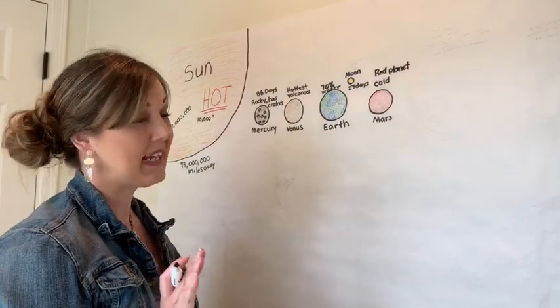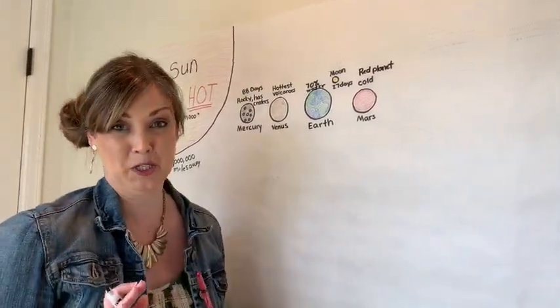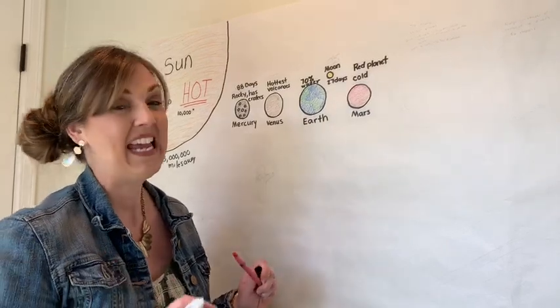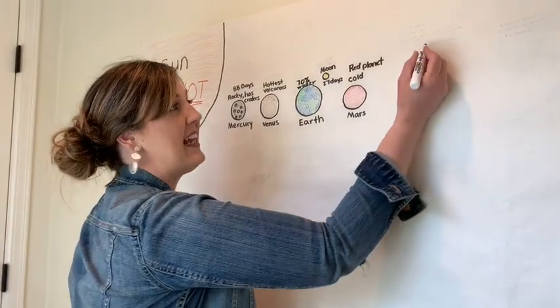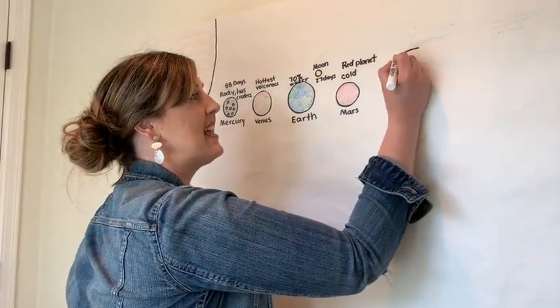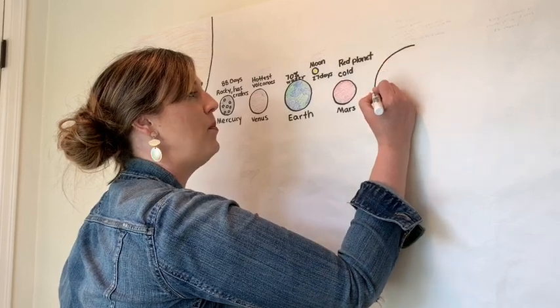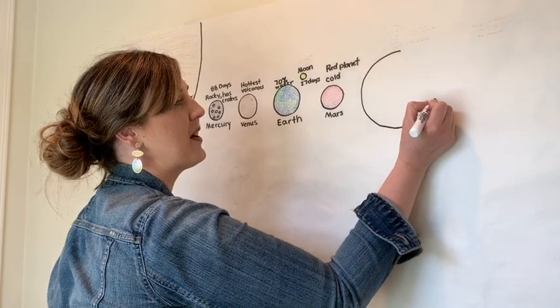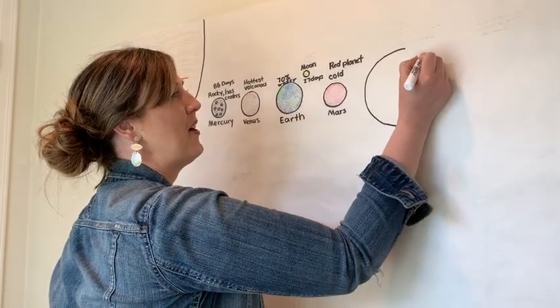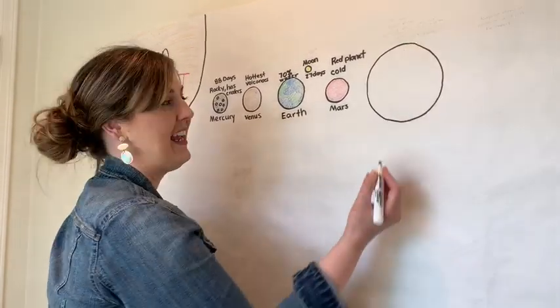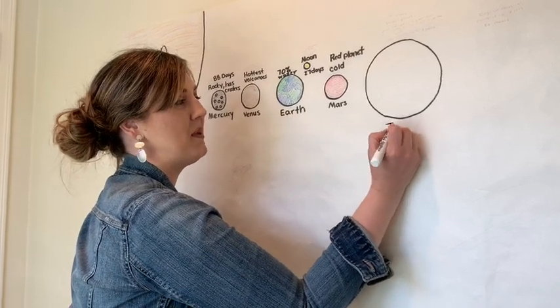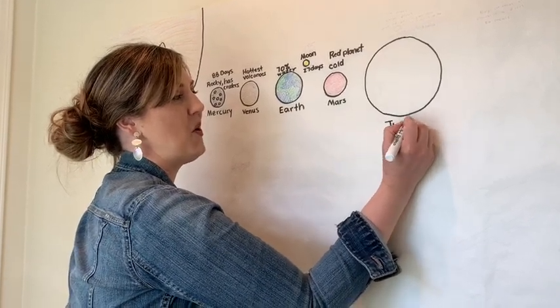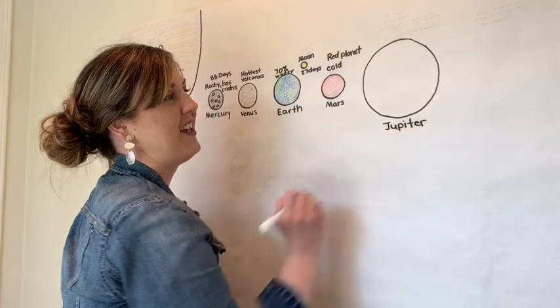The next planet is super special. I love this planet. It's huge. It is the biggest planet of all. Look how big it is compared to the other ones. Maybe you're thinking in your head, oh, I know what that planet is. If you said Jupiter, you are right.